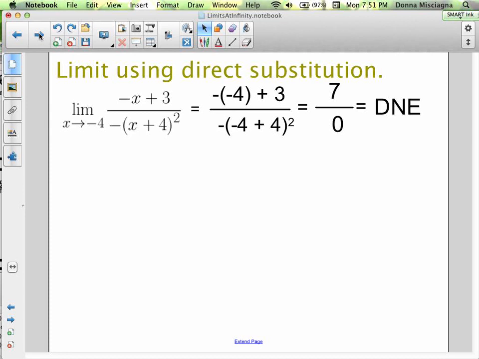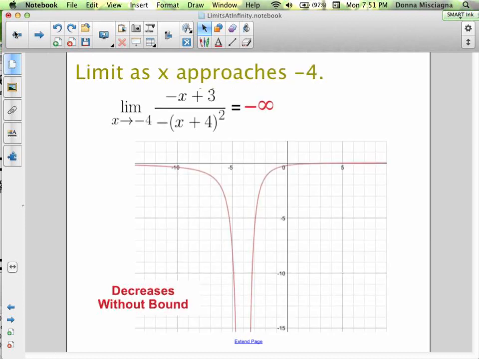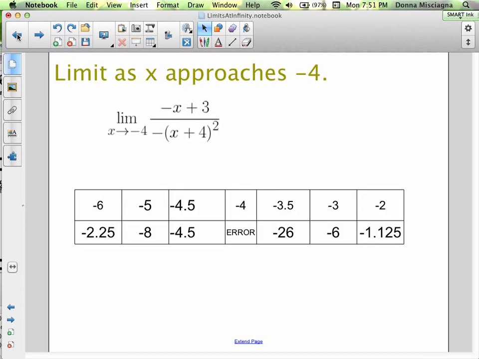So here we're looking at the limit as x approaches -4. Now what we're going to do is solve it analytically. We can plug a value in. Notice we have 0 in the denominator again, which does not exist. And that supports what we have here with the vertical asymptote. And here with our table, our values don't seem to be approaching anything. They just seem to be getting smaller and smaller.